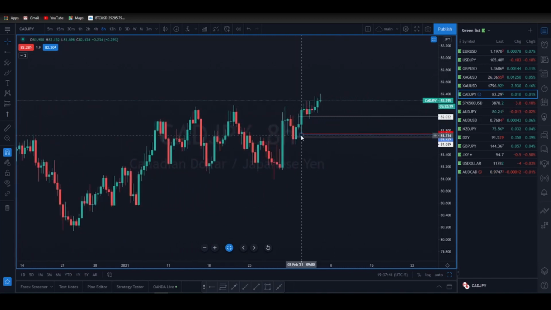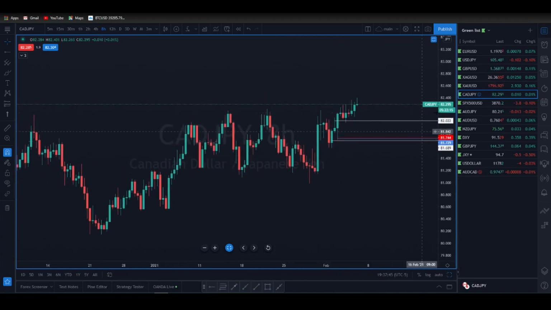So I'm going to keep this trade on. My stop is set just above break even. All right, so that's what's going on.